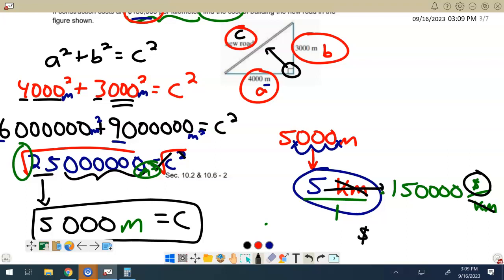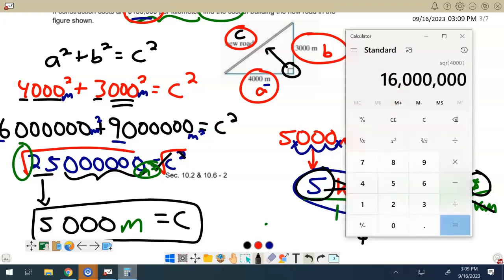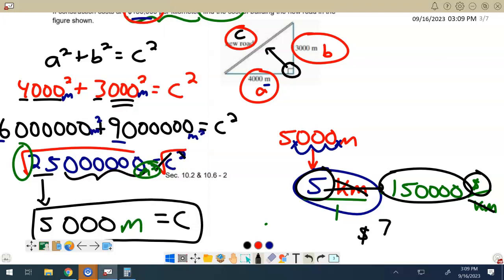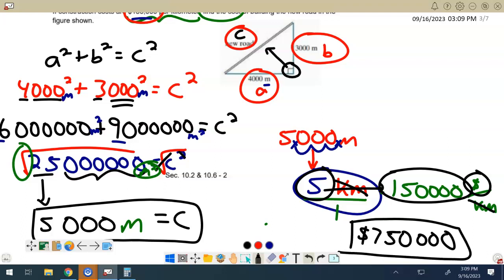And what we want to do is multiply these together. So we'll have 5 times 150,000. Let's go ahead and grab the calculator to do that. So 5 times 150,000 is going to give me $750,000. And that will be our final answer.